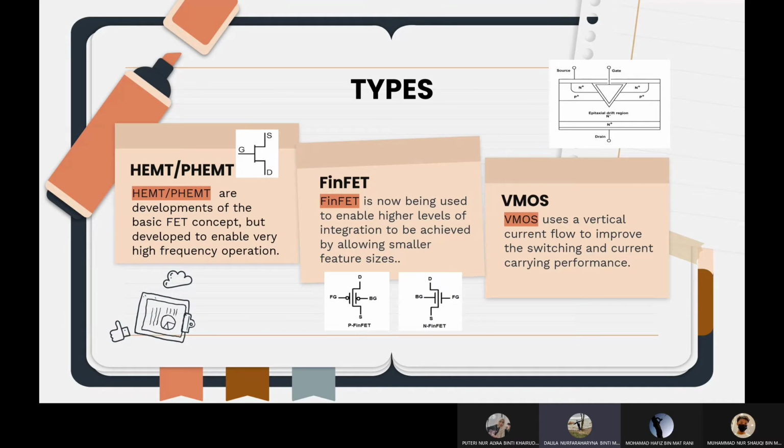The last type is VMOS. VMOS stands for vertical MOS. It is a type of FET that uses a vertical current flow to improve the switching and current carrying performance. VMOS FETs are widely used for power applications.